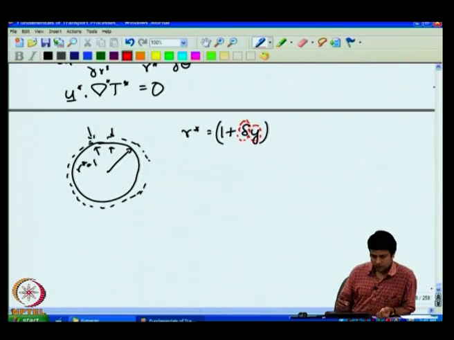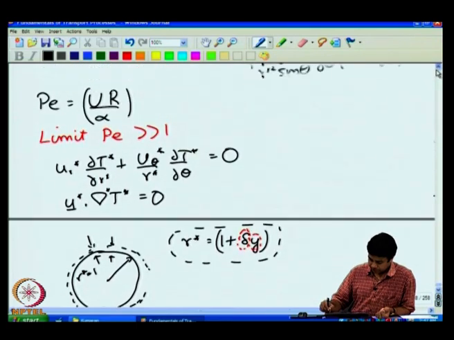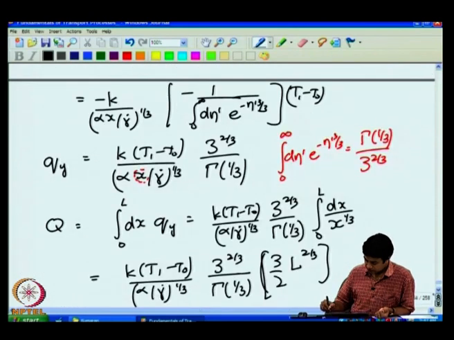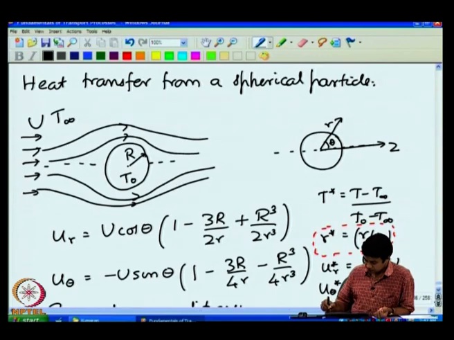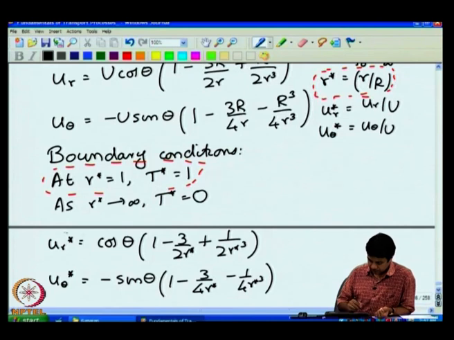So, first of all, I have to substitute this in the equations for the velocity field. Since I am interested in the region near the surface, it will be sufficient for me to find out approximate expressions for the velocities in the region very close to the surface. Okay. It will be sufficient to find out approximate velocities in the region very close to the surface.